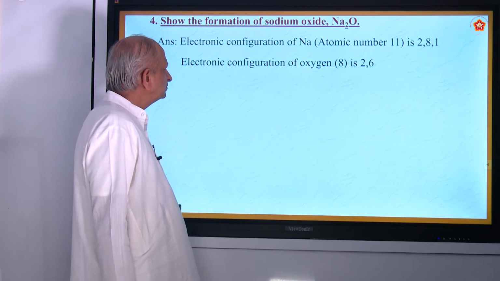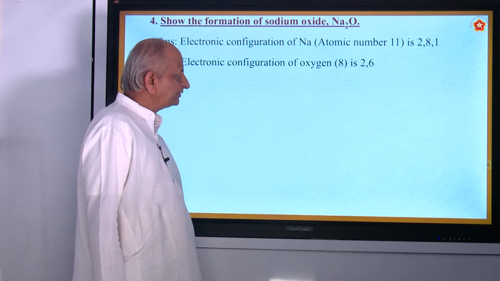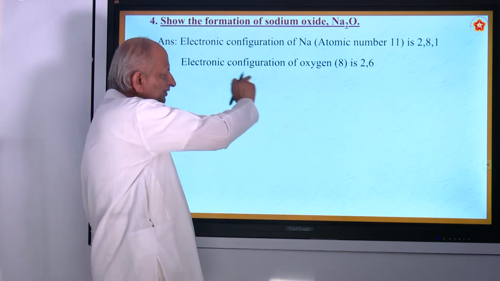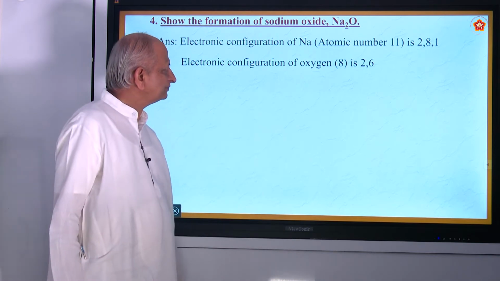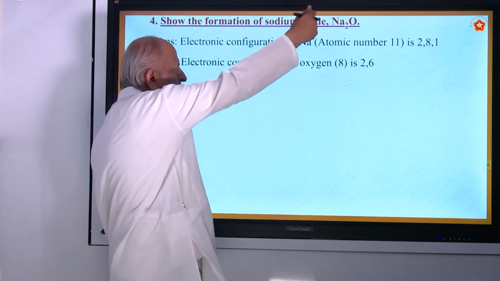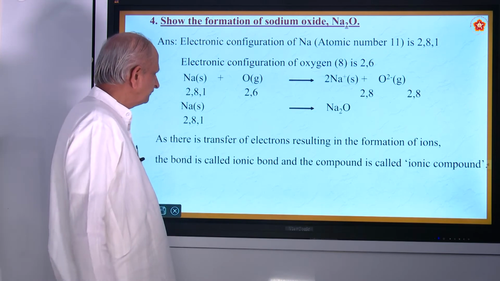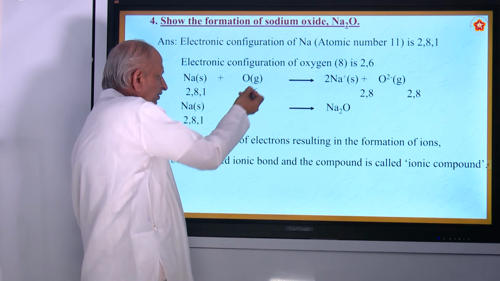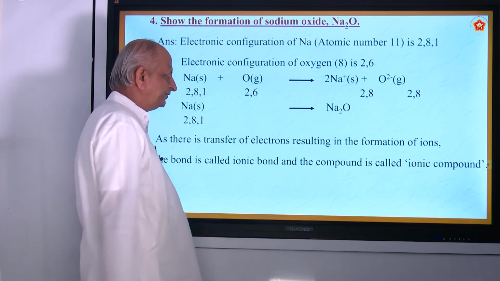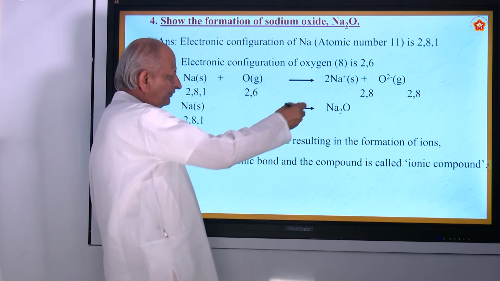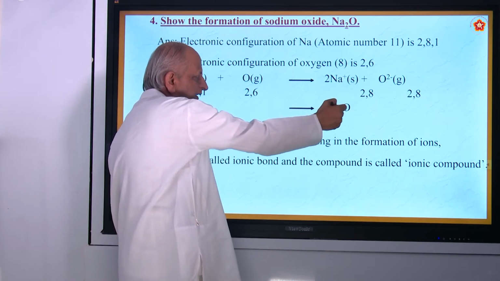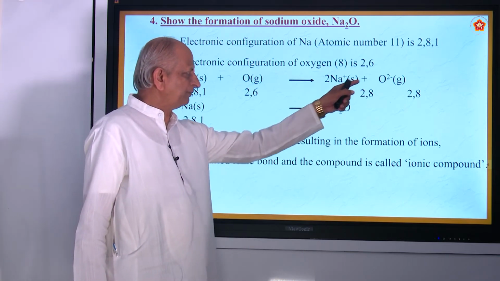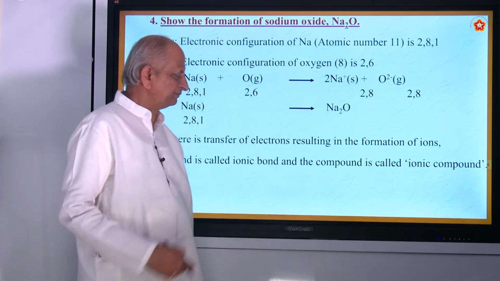And here, the electronic configuration of sodium is 2, 8, 1. The electronic configuration of oxygen is 2, 6. There are two atoms of sodium, 2, 8, 1 and 2, 8, 1, and one atom of oxygen. Combined together they form sodium oxide, Na2O. Na2 because there are two atoms of sodium and one atom of oxygen.